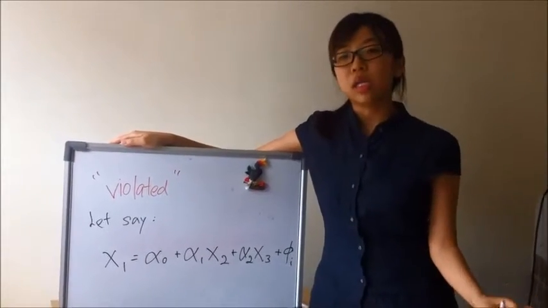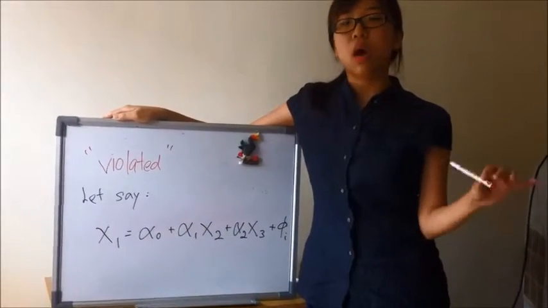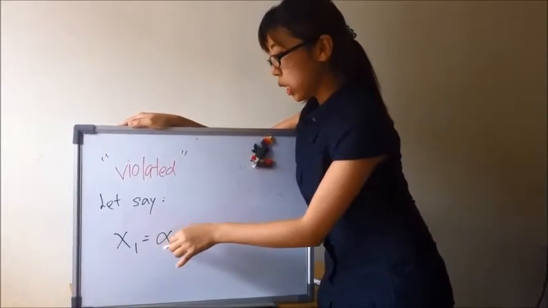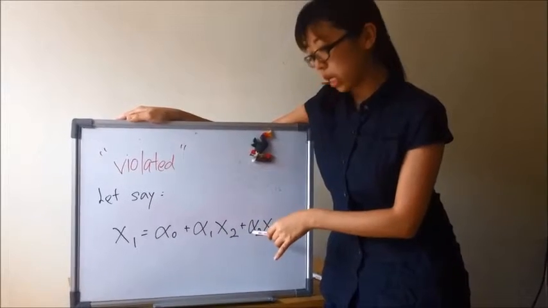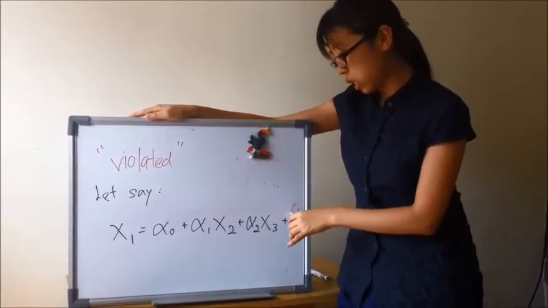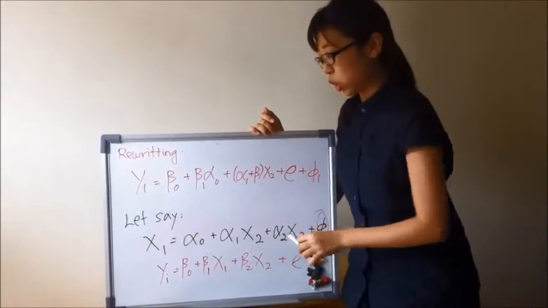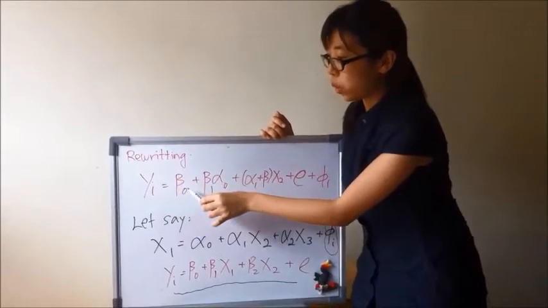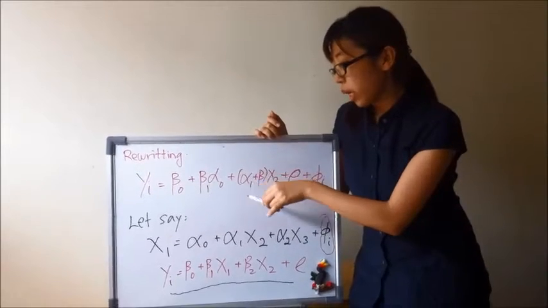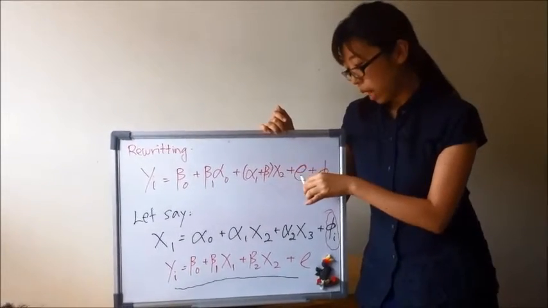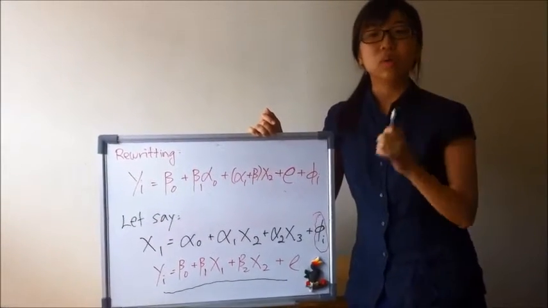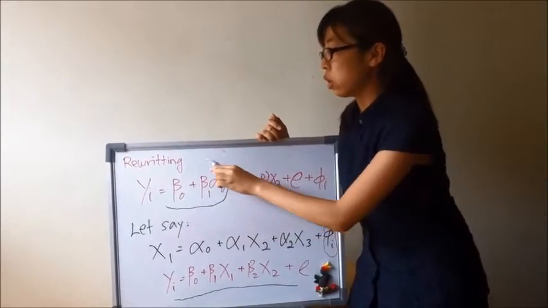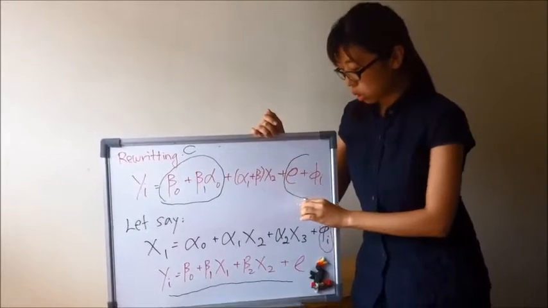However, this assumption is violated most frequently when a researcher omits an important independent variable from an equation. Let's say S1 is equal to A0 plus A1 S2 plus A2 S3 plus the error term. Then we substitute this into the original equation and rewrite it: y is equal to b0 plus b1 a0 plus (b1 a1 plus b2) times S2 plus the error term. To summarize, there would be two constant terms: b0 plus b1 a0 is one constant, and the error term is the other.